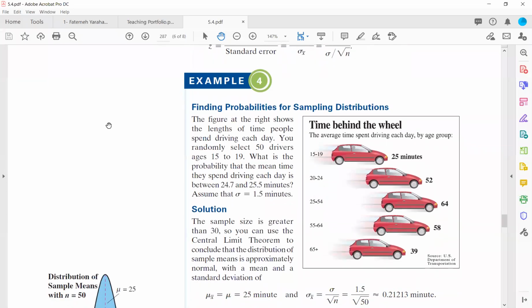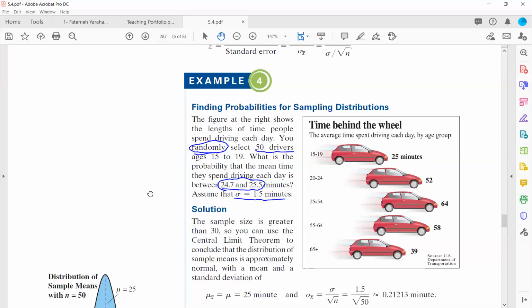Very well. We are on example 4. What does it tell us? First of all, you have a figure on the right-hand side that shows the lengths of time people spend driving each day. You randomly select 50 drivers. What is the probability that the mean time they spend driving each day is between 24.7 and 25.5 minutes? Suppose the standard deviation of the population is also given.